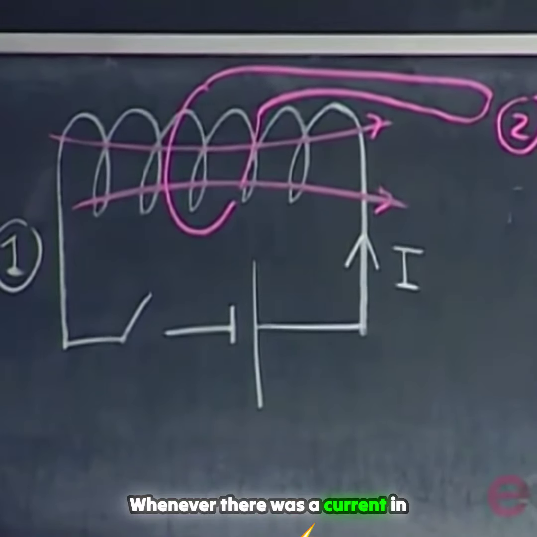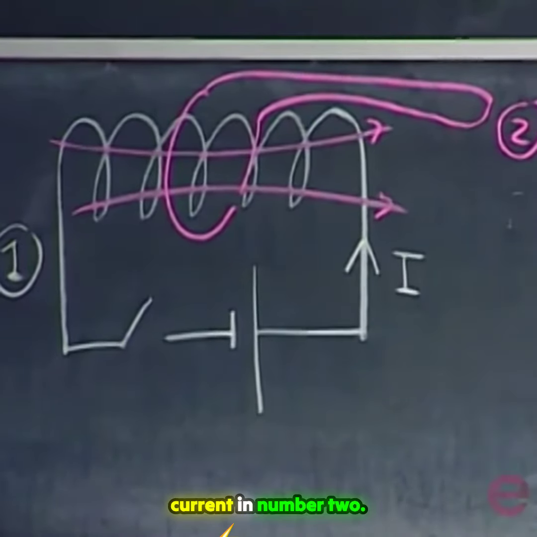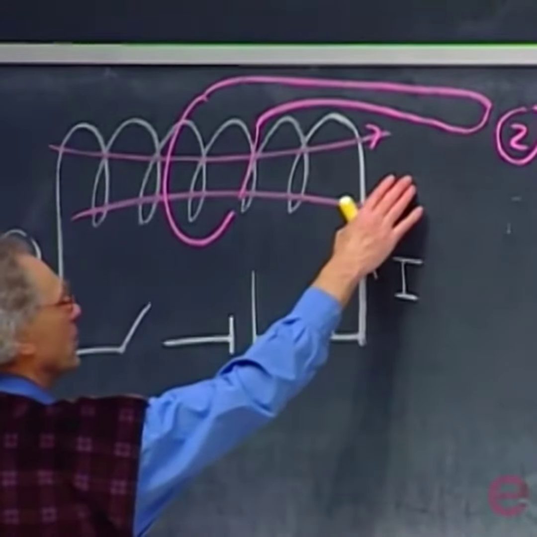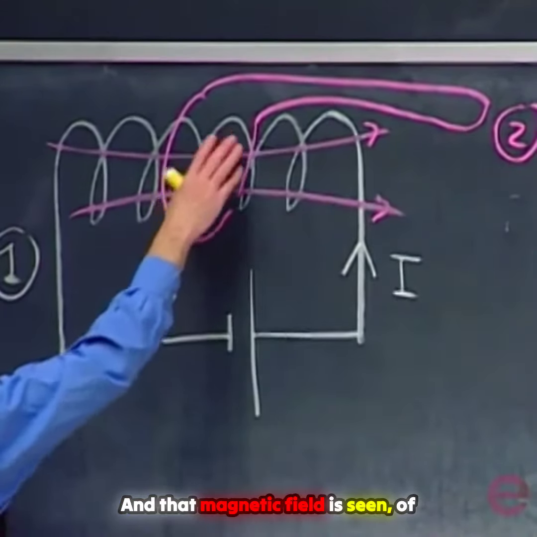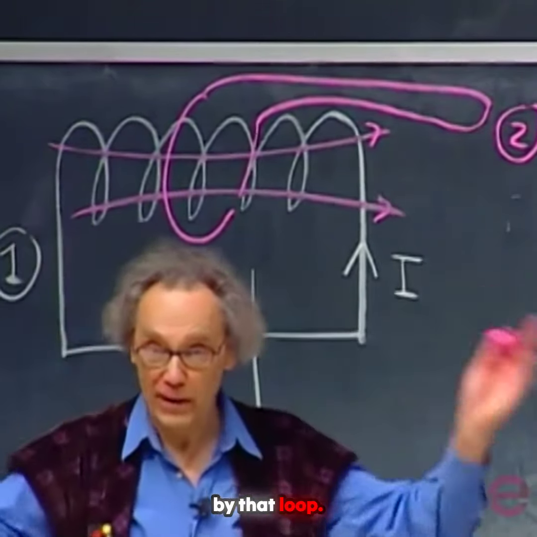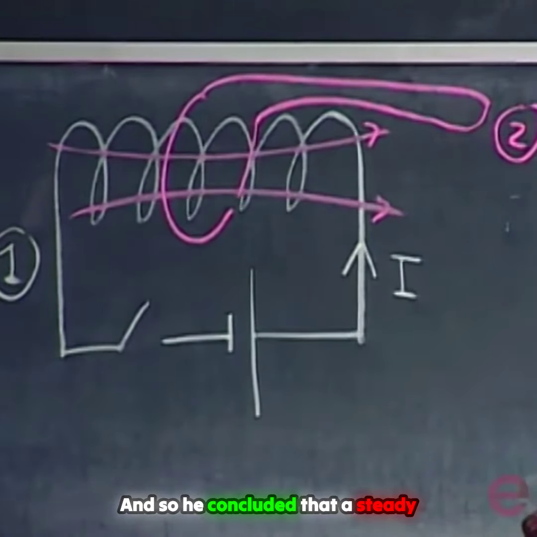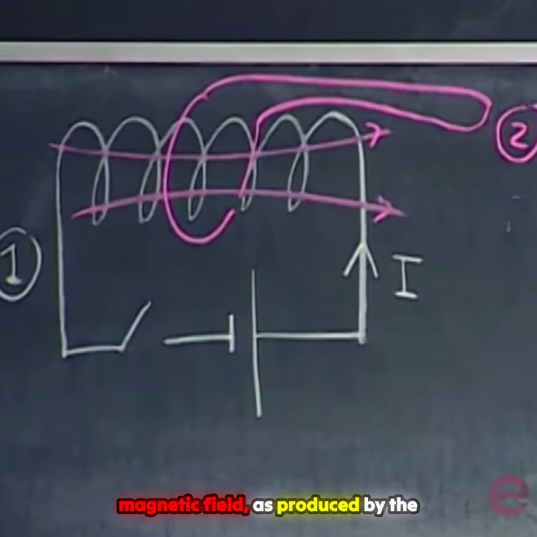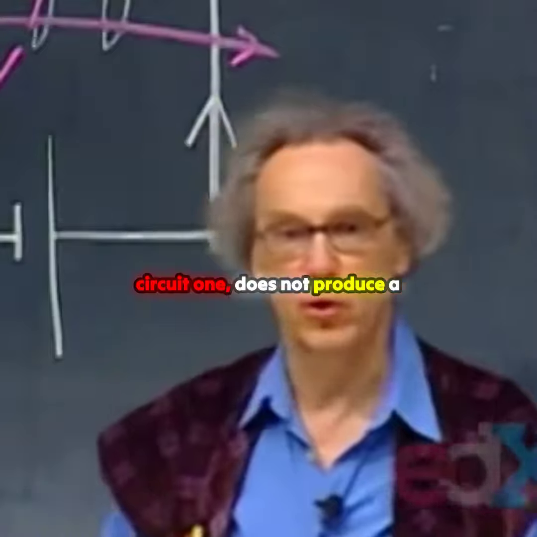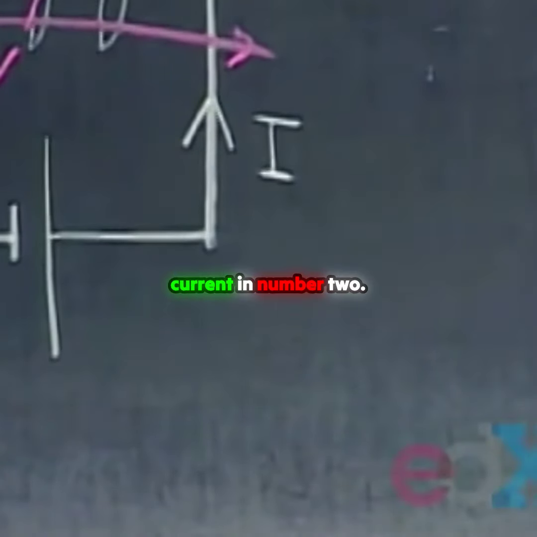Whenever there was a current in number 1, he never managed to see a current in number 2. If there is a current going in number 1, there is a magnetic field. And that magnetic field is seen, of course, by the conductor number 2, by that loop. Never any current. And so he concluded that a steady magnetic field, as produced by the solenoid, circuit 1, does not produce a steady current in number 2.